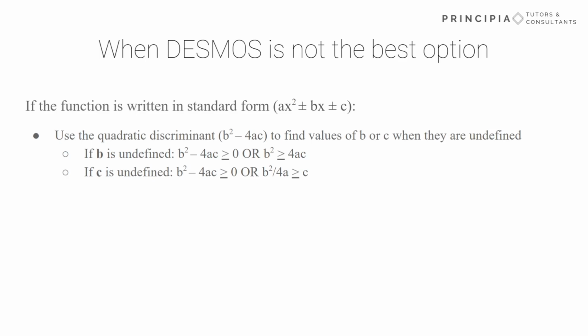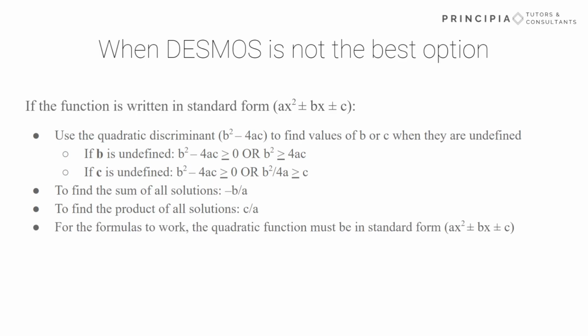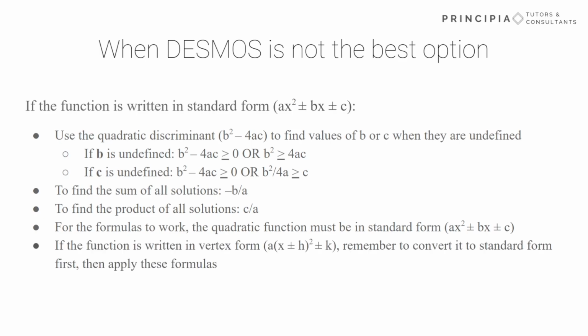If c is undefined, take b squared over 4a, set it greater than or equal to c. That would isolate c, which is what we'd want to find in this instance. To find the sum of all solutions, you take negative b divided by a. To find the product of all solutions, you take c divided by a. Again, for the formulas to work, the quadratic function must be in standard form. If it's written in vertex form, remember to convert it to standard form first, then apply these formulas.